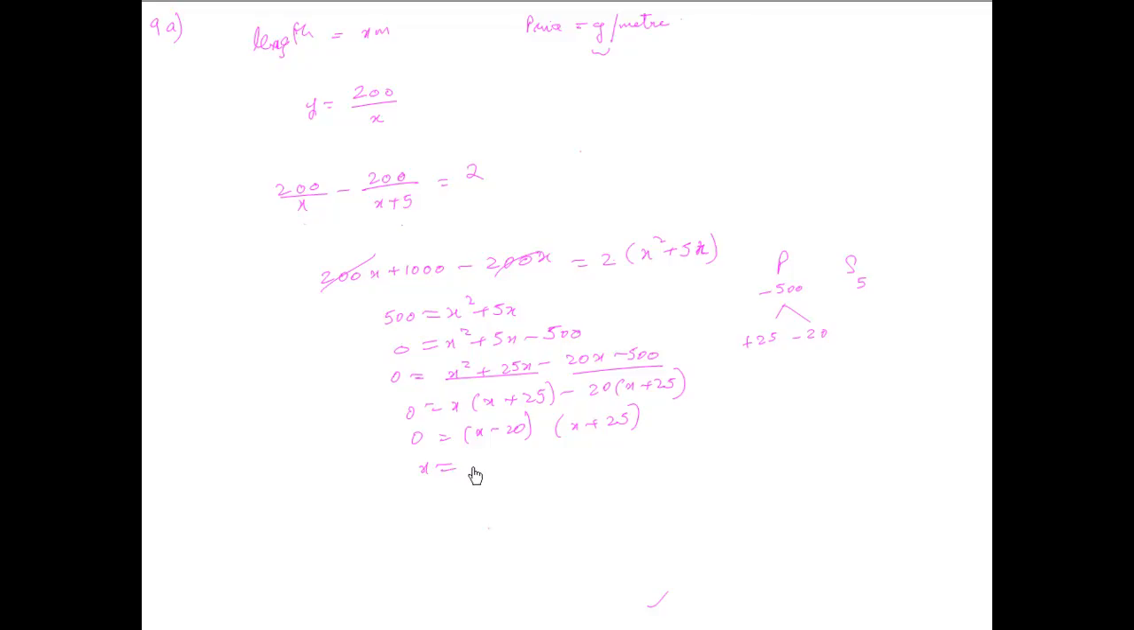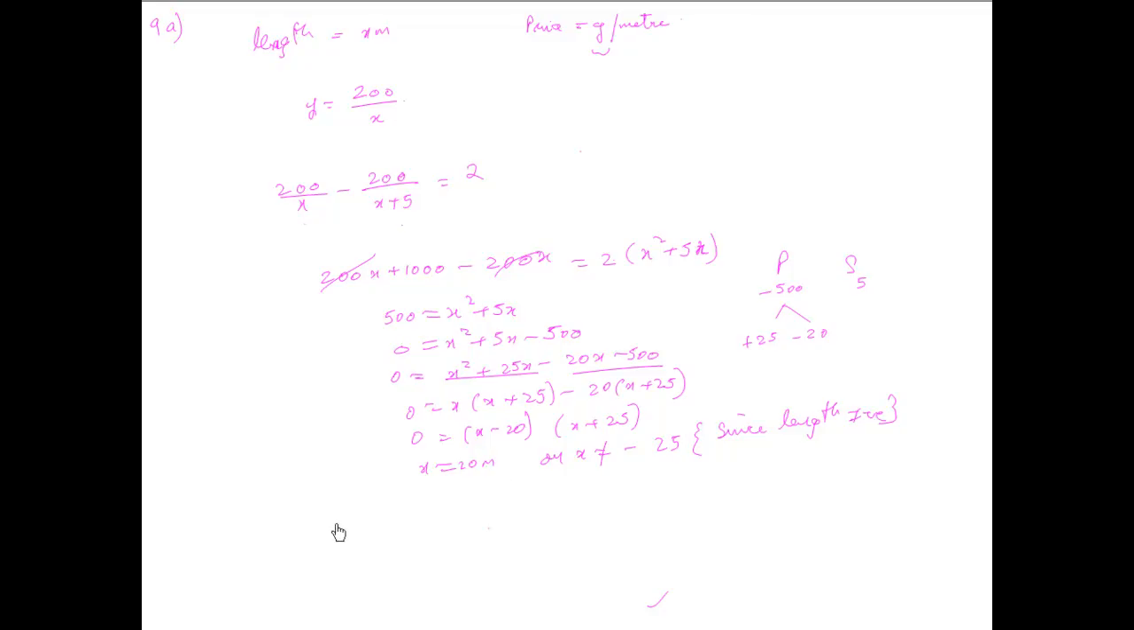That means x minus 20 equals 0, so x is equal to 20, or x is equal to negative 25. And we know that the length cannot be negative. Since length cannot be negative, x is equal to 20 meters, children. X is equal to 20 meters.